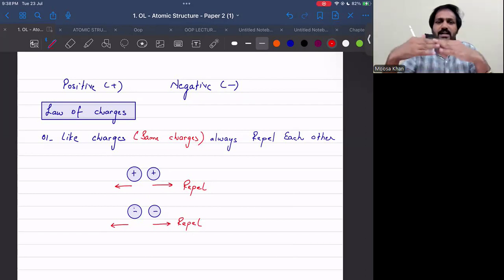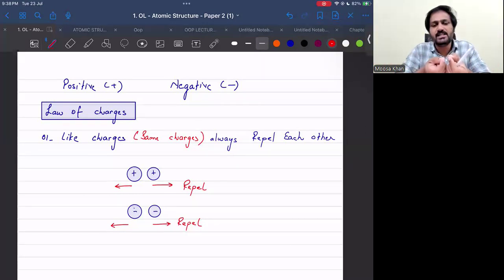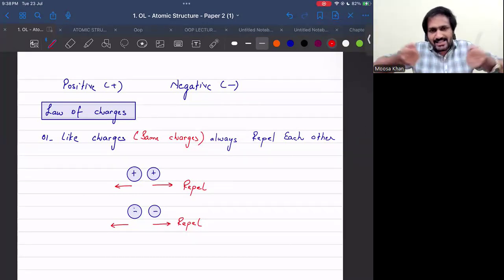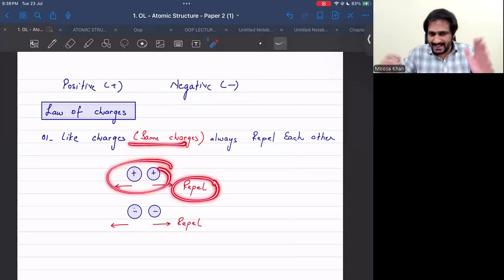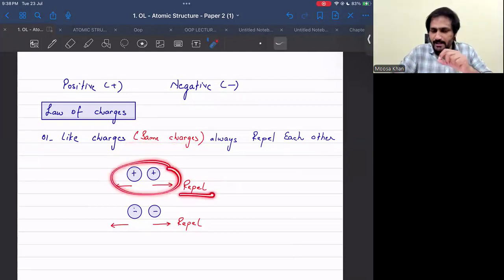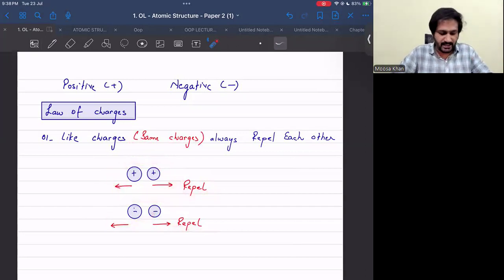But for now, as far as your chemistry is concerned, you just have to remember two things, that in nature, we have only two types of charges, a positive charge and a negative charge. And if we have two positive charges in front of each other, they will always repel. They will exert force in opposite direction. Similarly, if we have two negative charges in front of each other, they will also repel. They will move away from each other. So that's what law of charges says, that same charges, they always repel each other. Two positive charges will repel each other. Two negative charges will repel each other.